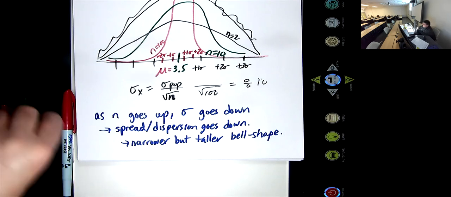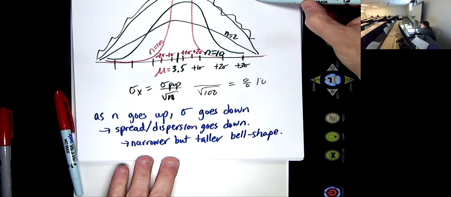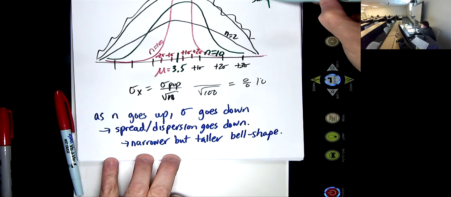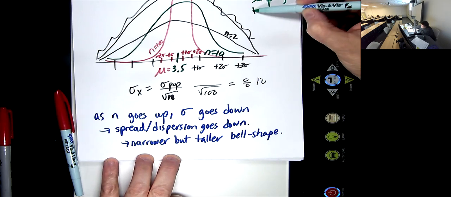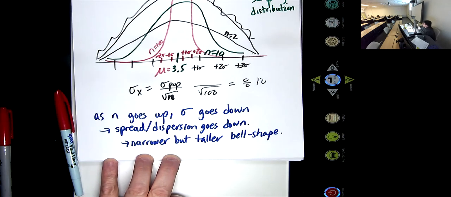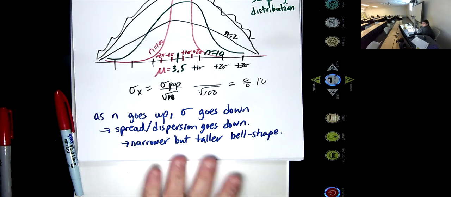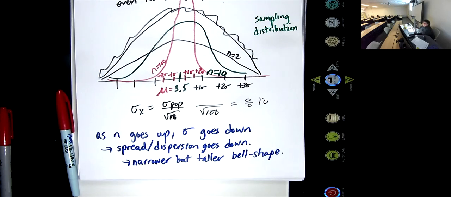So these up here are called the sampling distributions, because it's not just a distribution of one group, it's a distribution of a bunch of samples. There we go.